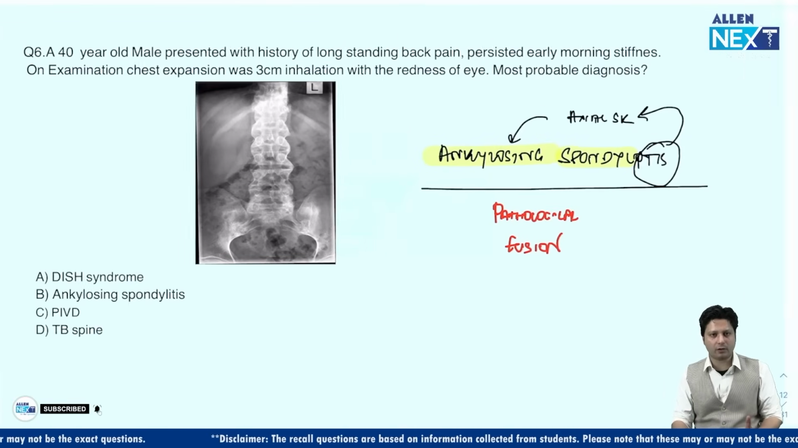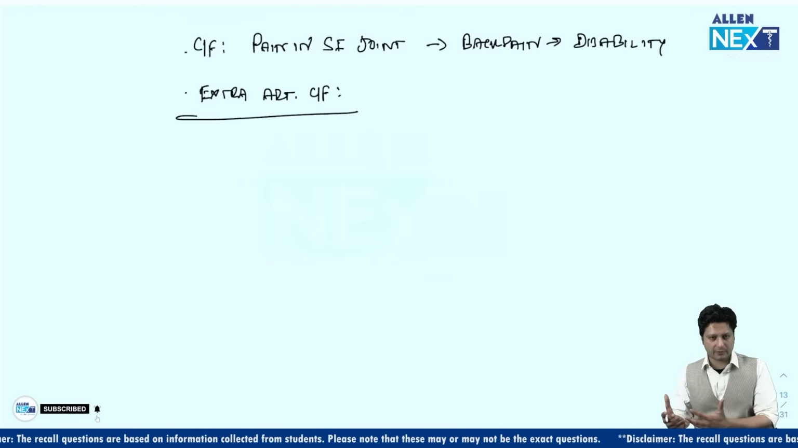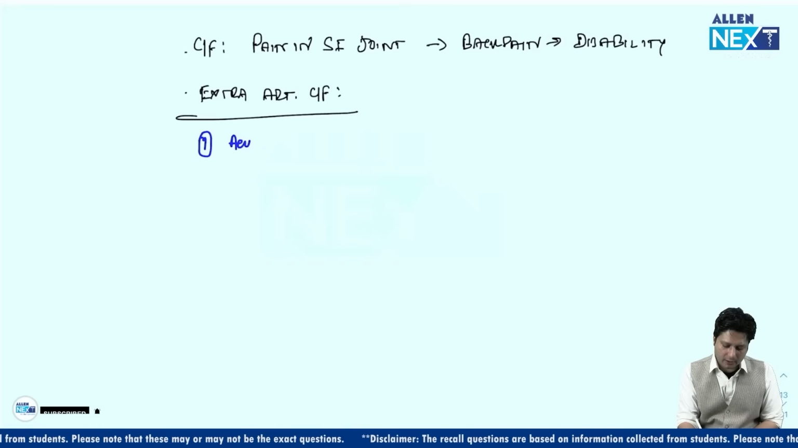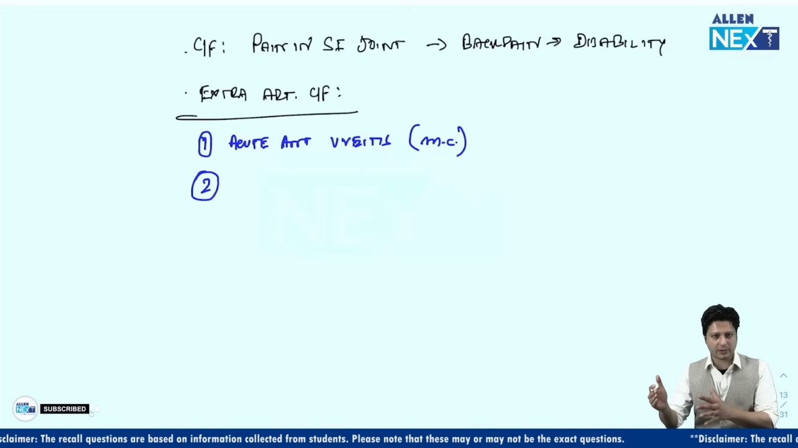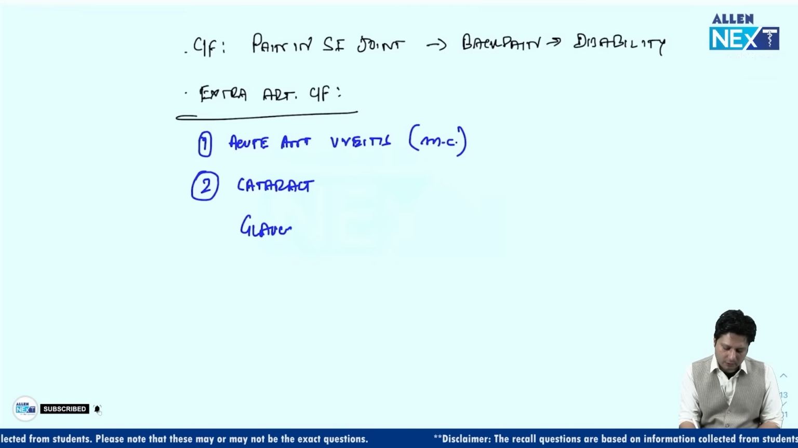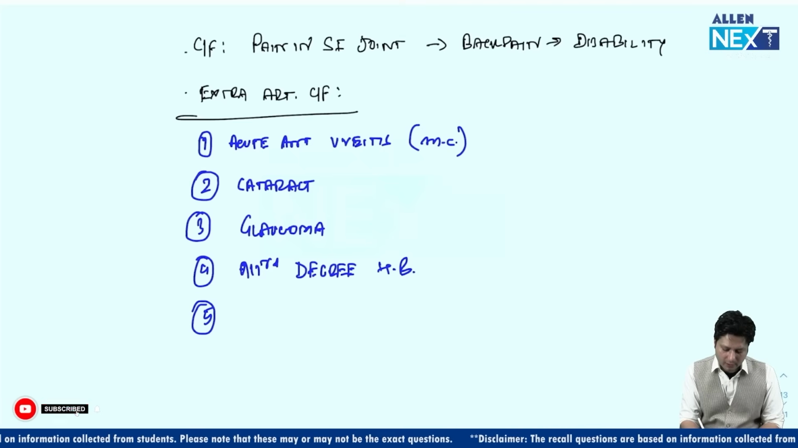I mean, they gave you the extra articular features, like the limited chest expansion, and the red eyes, that means uveitis. So extra articular clinical features for ankylosing spondylitis, the first one is acute anterior uveitis. And you know that acute anterior uveitis is the most common extra articular feature. Apart from this, the patient could be having a cataract also, and glaucoma also. All right, so these are the ocular features. Then there are cardiac features like third degree heart block, as well as aortic valvular insufficiency.